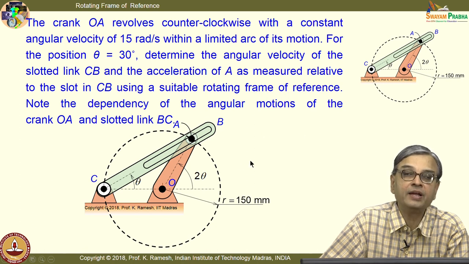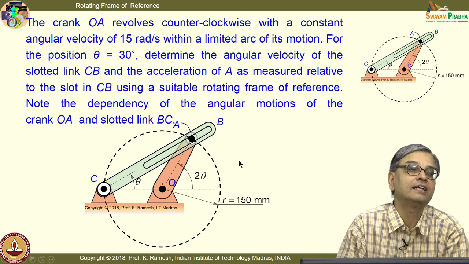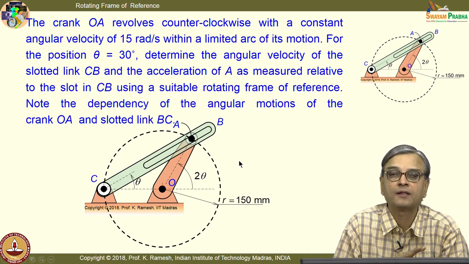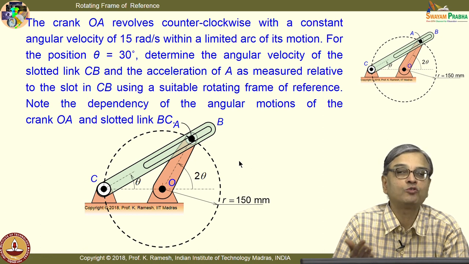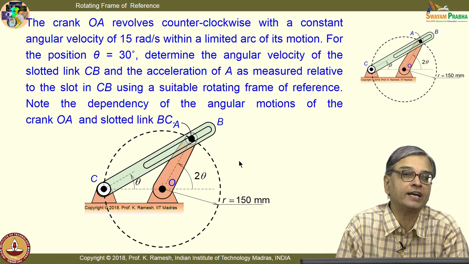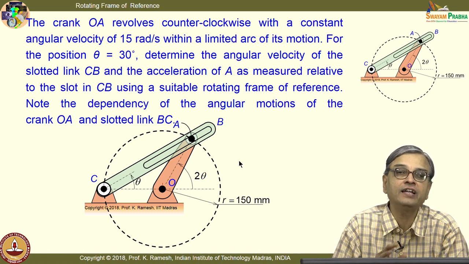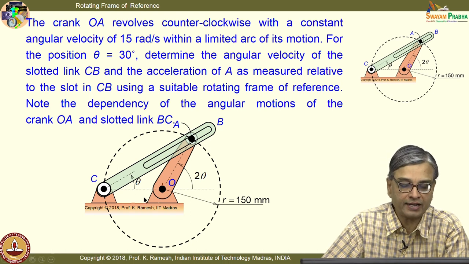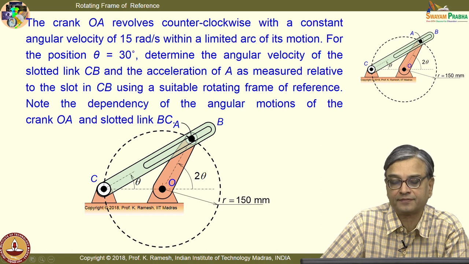With the animation, you have a fairly reasonable appreciation of the way the members are connected and how the point A moves. One of the important steps in rotating frame of reference is to identify where you will have your fixed frame of reference and where you will have the rotating frame of reference. Here two members are rotating. I have a crank OA rotating and also the slotted member CB oscillating.